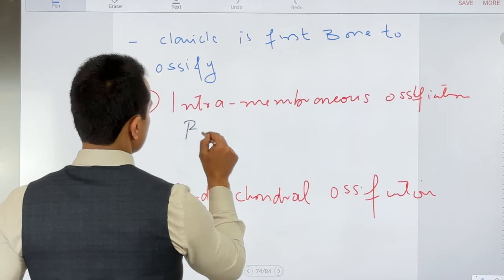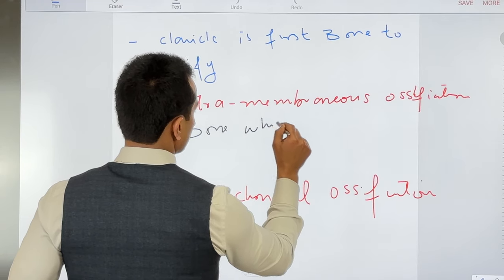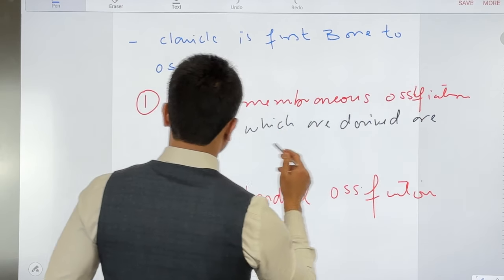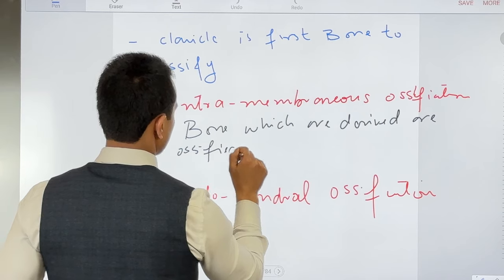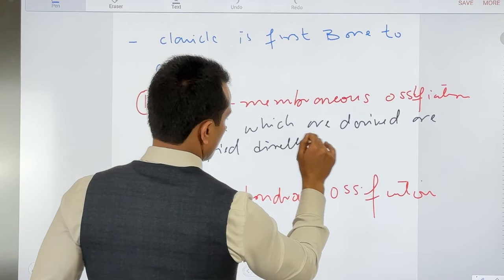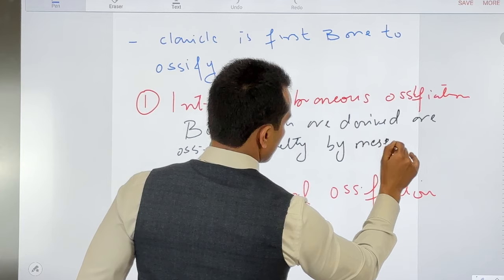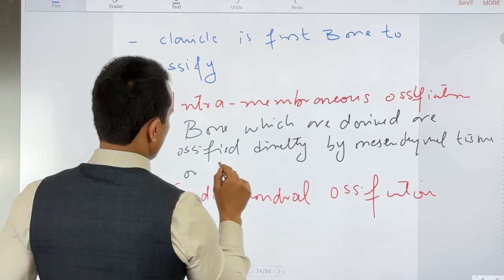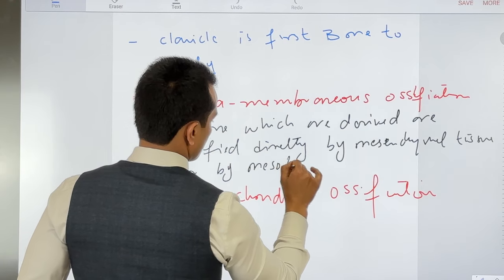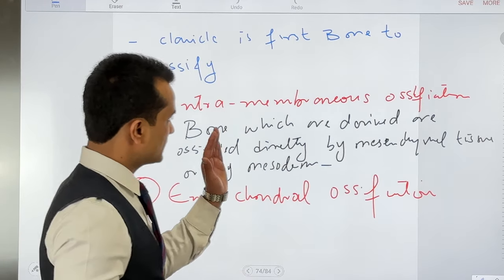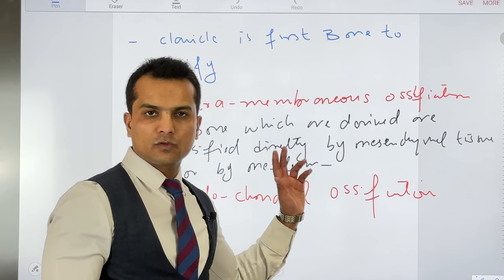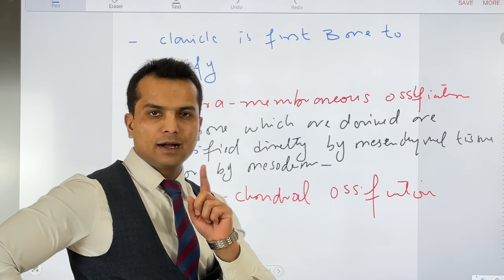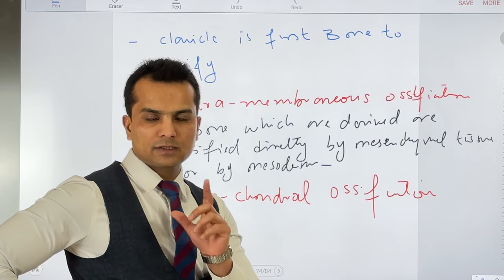Bones which are basically derived or ossified directly by mesenchymal tissue or by mesoderm, this type of ossification is called intramembranous ossification. So what are the bones basically ossified by intramembranous ossification? Complete your skull bones except the mandible. Remember the exception, please, except the mandible.